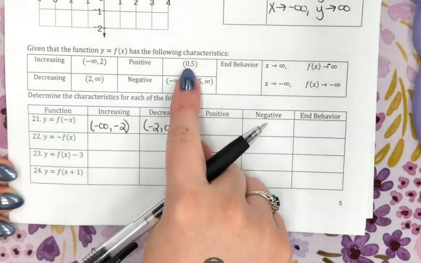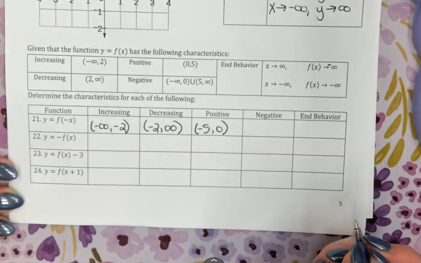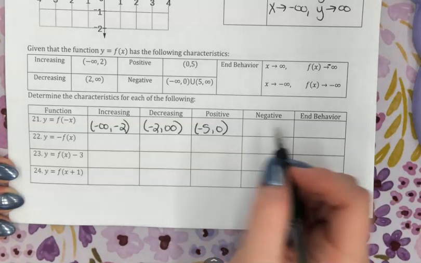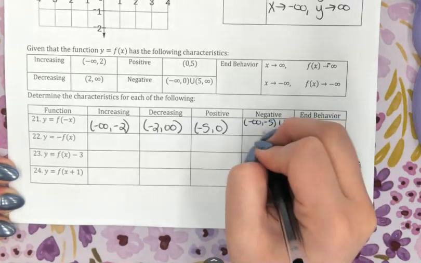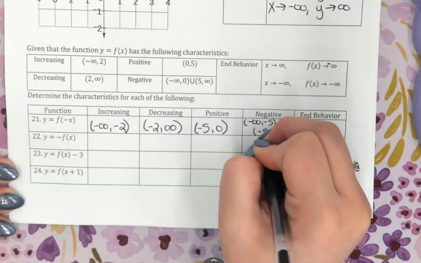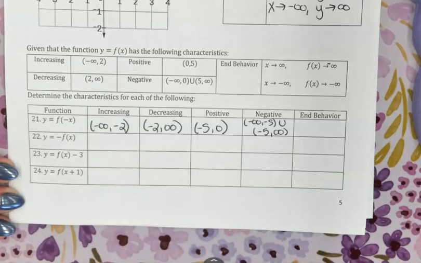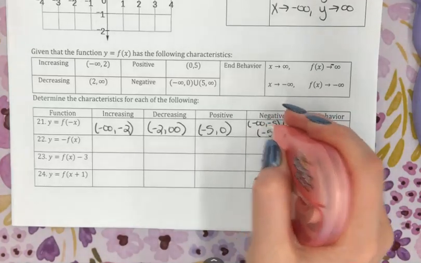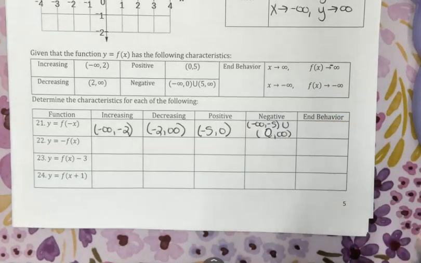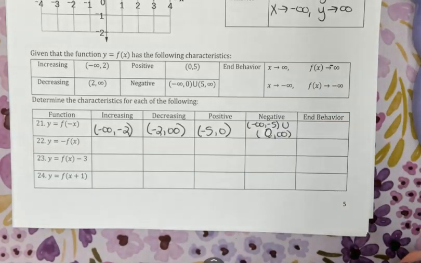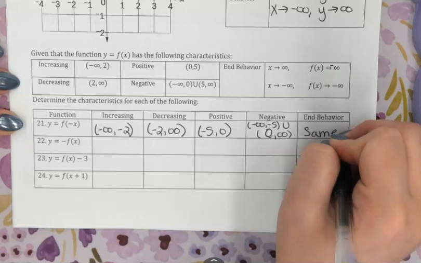Your positive is also going to switch. Instead of being from 0 to 5, it's going to be from negative 5 to 0. And your negatives are also going to switch. So this is going to be from negative infinity to negative 5, and then again at negative 5 to infinity. Or sorry, not negative 5 to infinity. This would be 0, not negative 5. And then my end behavior did not change, because the only thing that's going to change end behavior is if I flip upside down, and I did not. So my end behavior is going to stay the same.